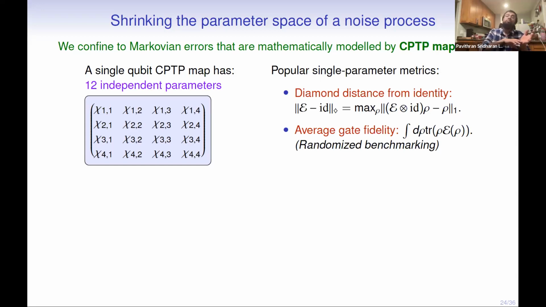And therefore, quantum channels can be seen as affine transformations on this vector space. And therefore, we have a 4x4 matrix. But it's not just any transformation. It's a transformation that preserves positivity and a transformation that preserves trace. Both of these conditions reduce the 16-parameter space to a 12-parameter space. And just to recap, we have diamond distance and average gate fidelity, which can be understood as one of these 12 parameters in some unitary equivalent.